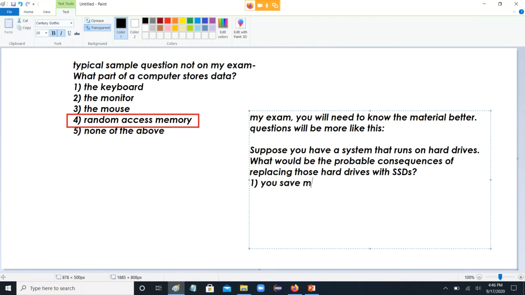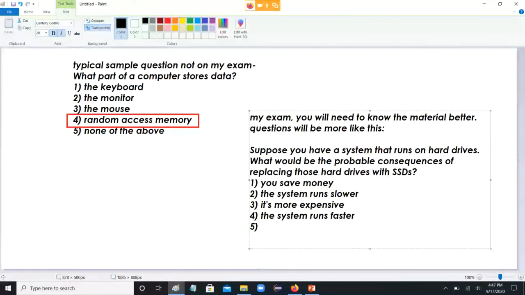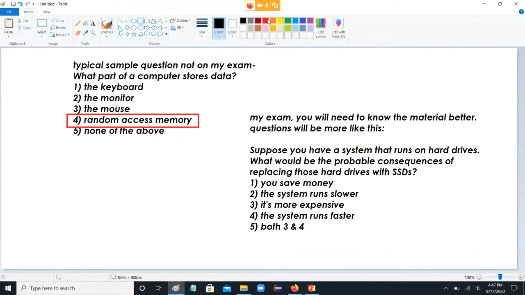And the answers: one, you save money. Number two, the system runs slower. Number three, it gets more expensive. Number four, the system runs faster. Or number five, both 3 and 4. So this is maybe not the best structured question, but it gives you an idea of the sort of things you're going to be asked. Solid state drives are faster than hard drives, and also more expensive. Last we checked, so we're going to take that as dogma that it's still true. So the correct answer in this case would be answer 5, which says 3 and 4.